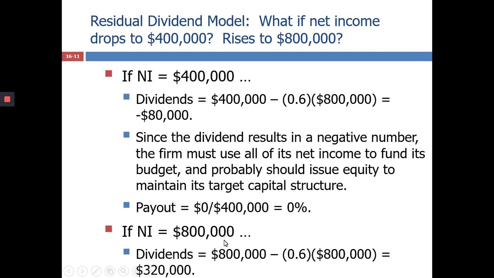So what if it's 800,000? Your net income is 800,000 minus 480,000. Your dividend would be, of course, much higher compared to earlier. It's 320,000. Guys, you have a big residual over here. Moving on.